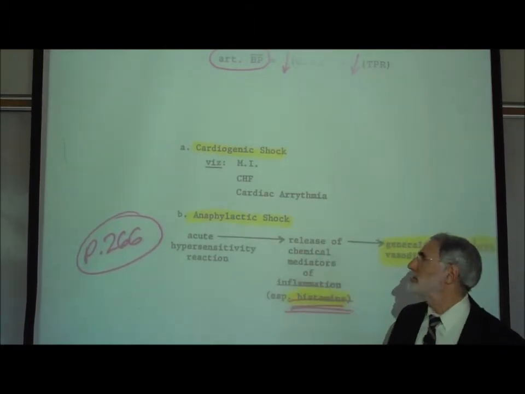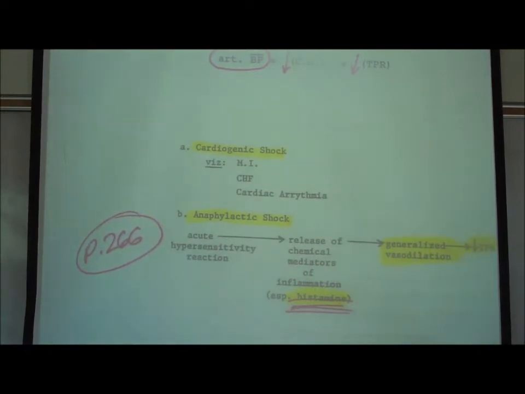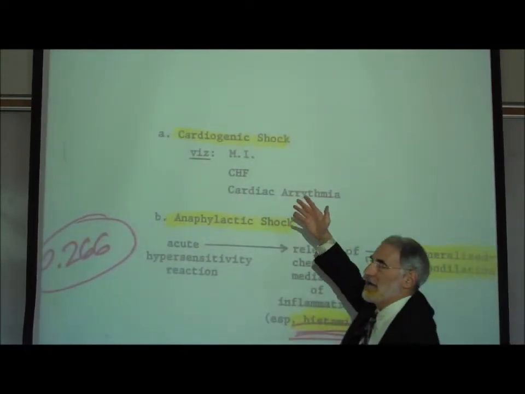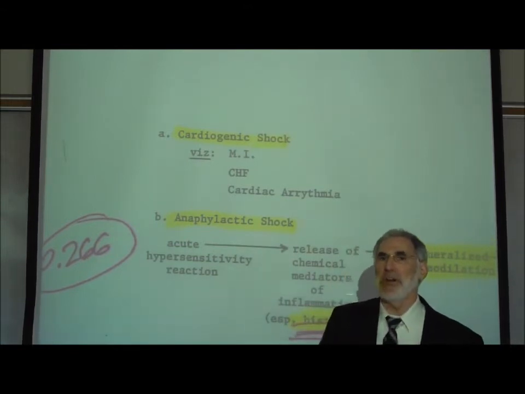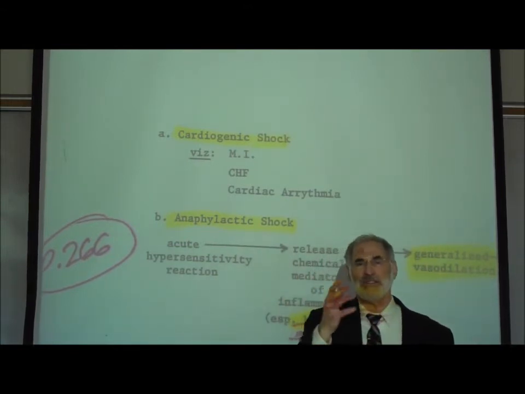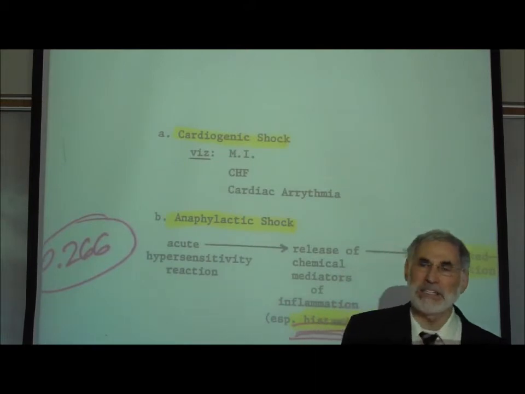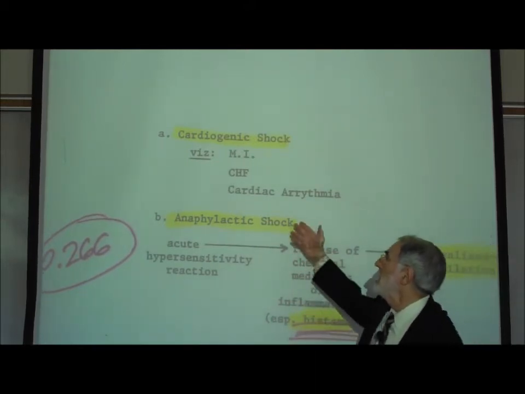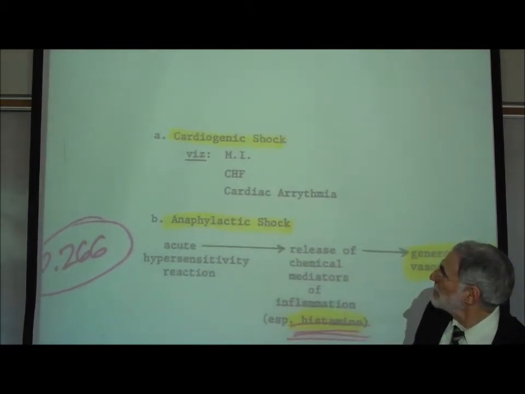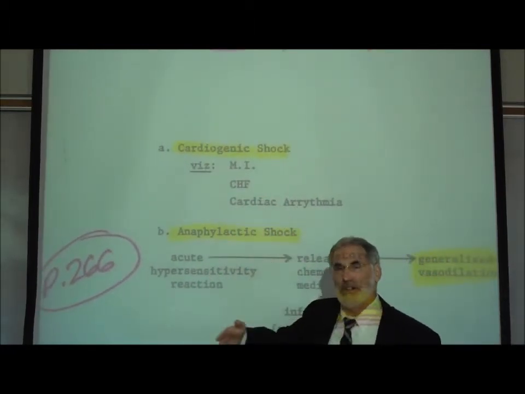There are many causes of cardiogenic shock. Obviously the first is MI, a myocardial infarction. If somebody has a heart attack, then part of their heart has died. That's going to cause a weakening of the heart, a drop in cardiac output, and a corresponding drop in arterial blood pressure. Another thing that could cause cardiogenic shock is congestive heart failure.